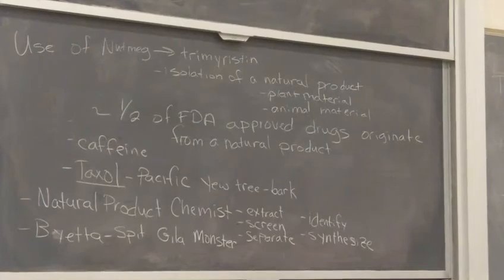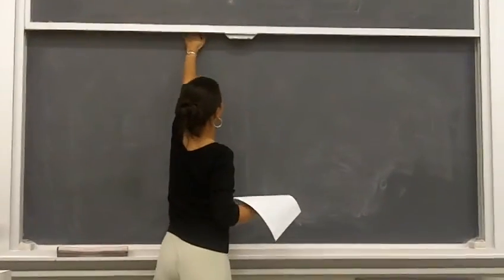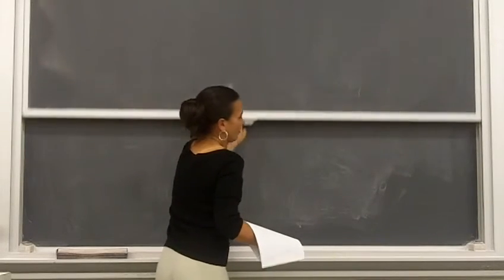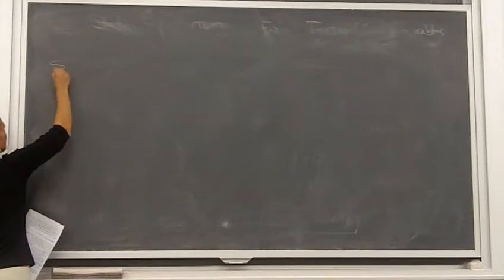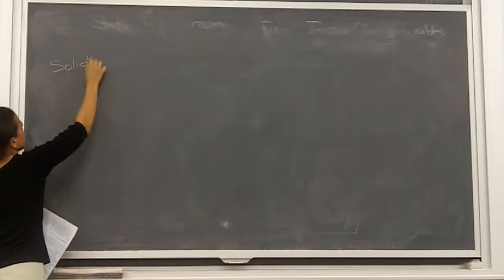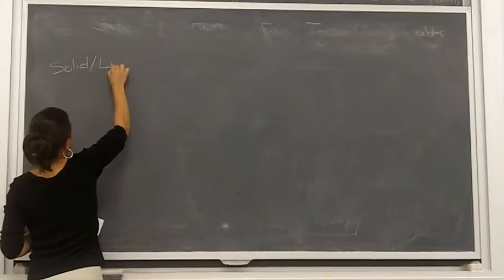So, to isolate our trimyristin, turn this off for a second here. We're going to use what is called a solid liquid extraction.